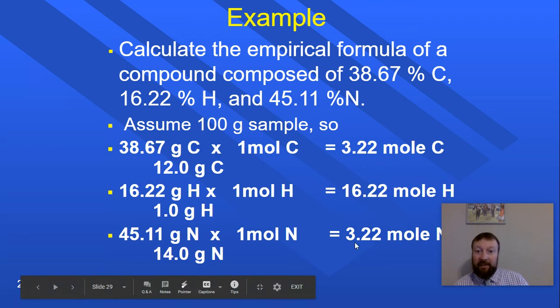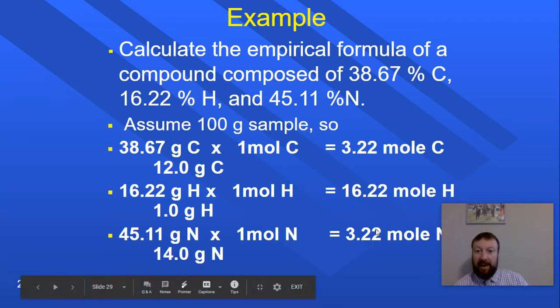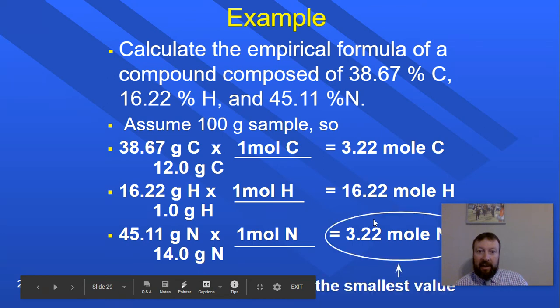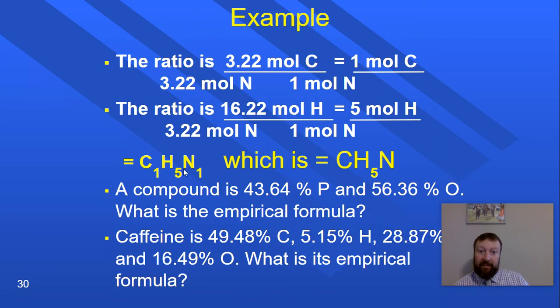Now the third step is pick which one of those numbers of moles is the lowest. This will allow me to come up with the lowest whole number ratio. So 3.22, I'm going to divide everything by 3.22. That becomes 1. That becomes 1. And then as we flip through, the hydrogen became 5. So you get C1H5N1. There's an example for caffeine.